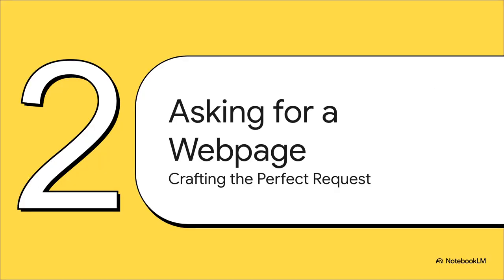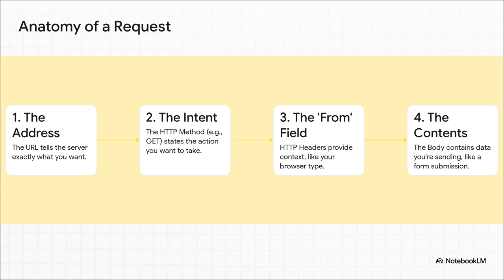Okay, so if you're sending this digital letter, it can't just be a blank piece of paper, right? It needs to be written in a really specific way so the server knows exactly what you're asking for. So let's break down what that perfect request actually looks like. Every single request is built in a really specific way. First up, you've got the address. That's just the URL. Then there's the intent, which is a command telling the server what you want it to do. The headers are kind of like the from field on an envelope, giving context like, hey, I'm using Chrome. And finally, if you're actually sending info, like filling out a form, that goes in the body.